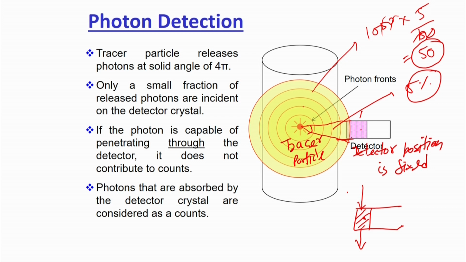Now, if the photons or gamma rays have sufficient energy to penetrate through this crystal, they are not going to be absorbed, and if not absorbed, they are not going to release any photon or photoelectron, which means they will not be counted. Only in the case where, say this is my detector crystal, and a gamma ray comes in and is completely absorbed, only those gamma rays will be counted.